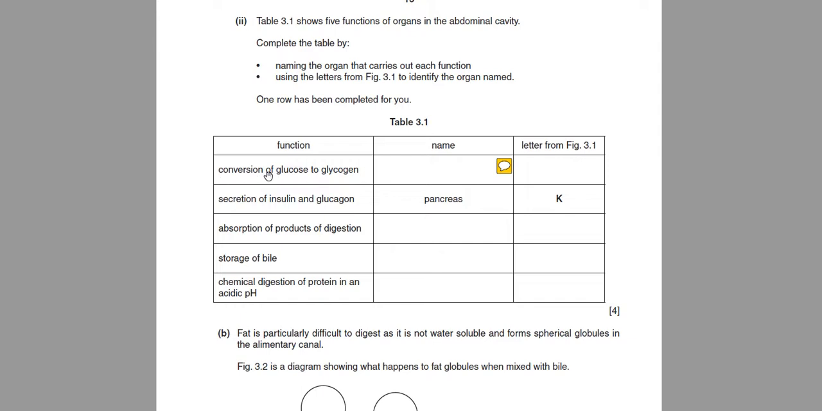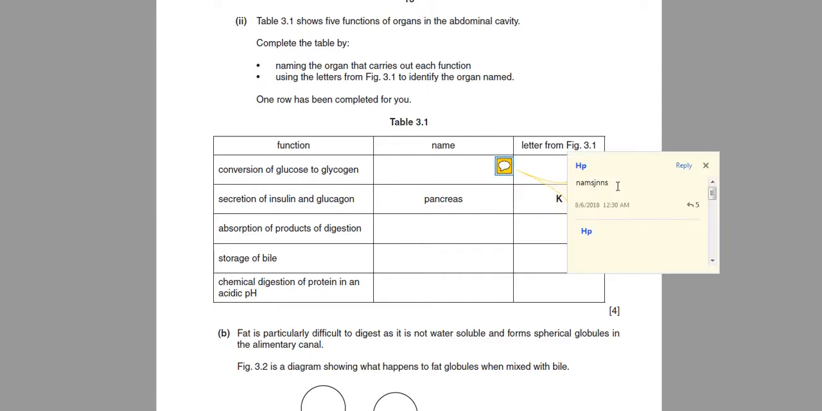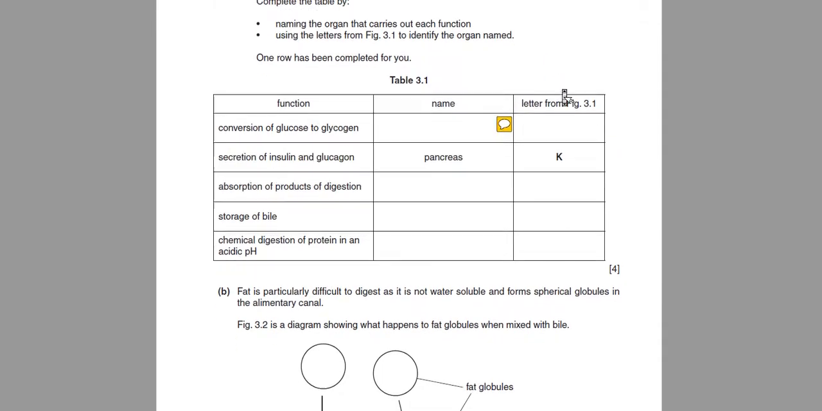Like for example, where we are talking about conversion of glucose to glycogen, we know glucagon is a hormone. Glucagon and insulin, okay, they are produced by the pancreas, but since they are asking for carrying out the function, where does this conversion happen? We cannot name pancreas here. Okay, so the conversion actually happens in the liver. So I am going to write liver over here. And what is the letter? The letter you have to see in the diagram.